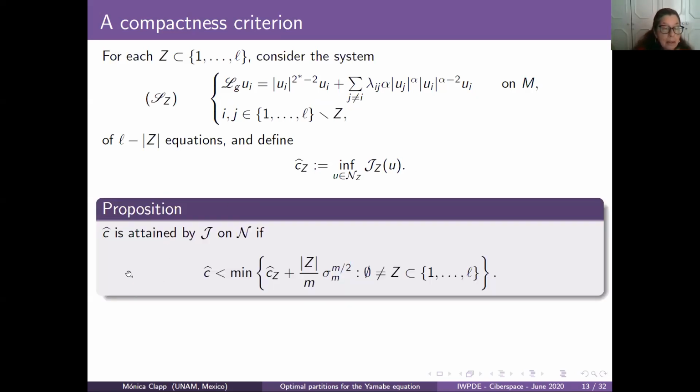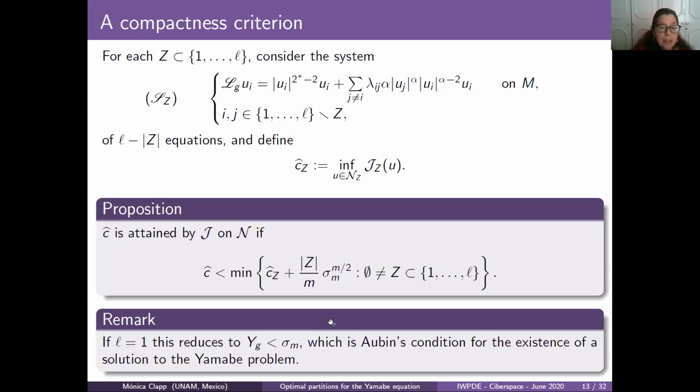And then the compactness criterion says that the infimum of the original system is attained if it is smaller than all of these numbers, which are the infima corresponding to the set of indices Z. And then we complete by putting here the least energy of the Yamabe equation on the sphere. Okay?